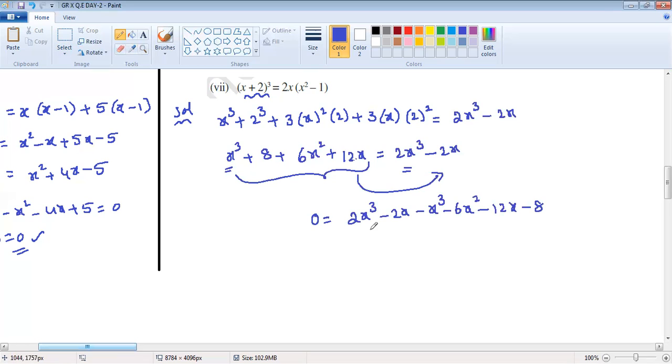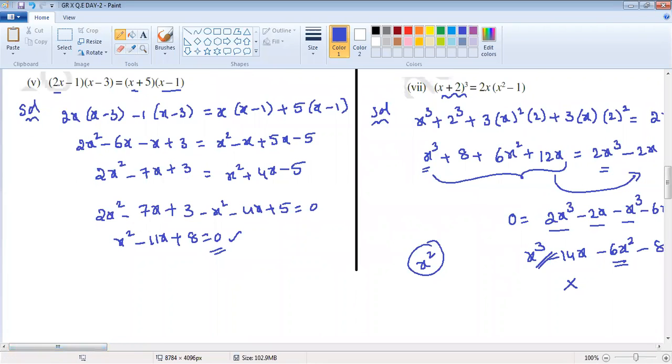Then when you simplify, 2x cube minus x cube is x cube, then 2x minus 12x is minus 14x, minus 6x square minus 8, which is equal to 0. Here an x square term is there, along with that an x cube term is also there. Whenever we talk about a quadratic equation, the highest term should be x square, not any other. Here other terms are also there. So then what do you say? It is not a quadratic equation.